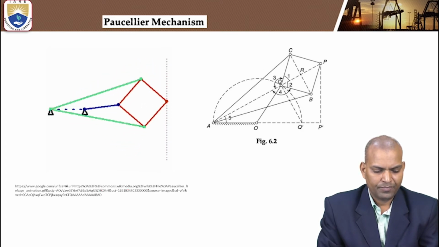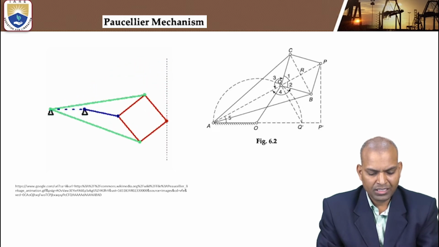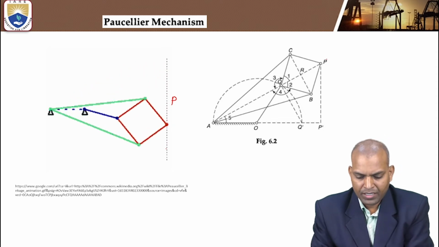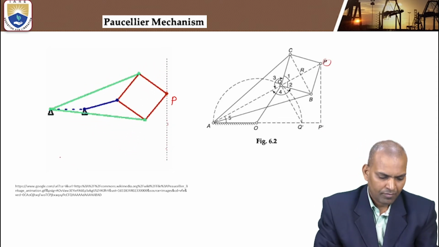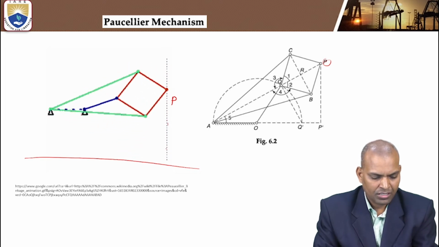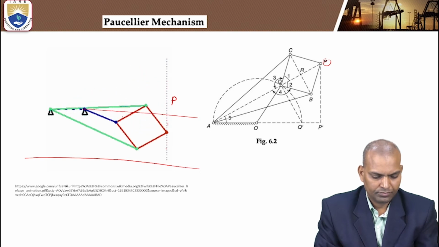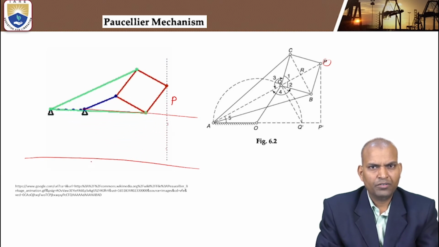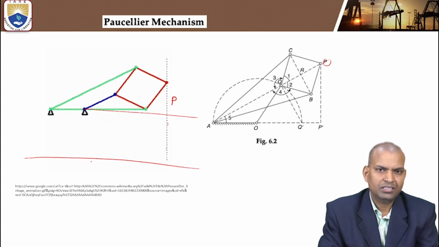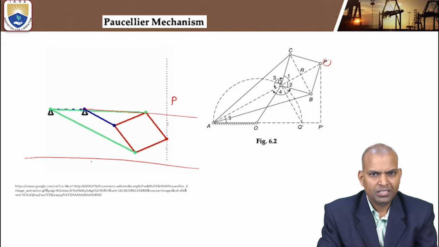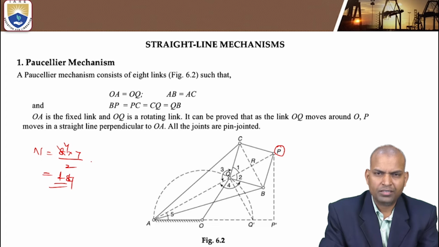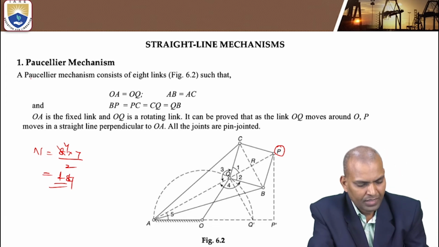Whatever motion may be here, the path traced by the point P on this link is a straight line. How is it tracing? Whatever motion may be, the mechanism is arranged in such a way that the path traced by point P is a straight line.